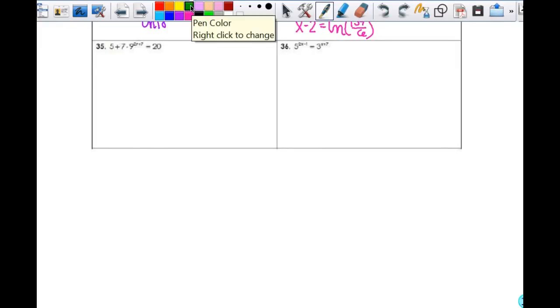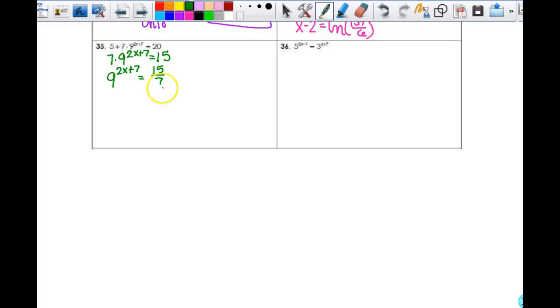Okay, so the first thing I'm going to do is move the 5. So I'm going to get 7 times 9 to the 2x plus 7 power equals 15. So that means that 9 to the 2x plus 7 power equals 15 over 7. So now I have exponential equal to a number. I can take the log of both sides. So natural log of 9 to the 2x plus 7 power equals the natural log of 15 over 7.